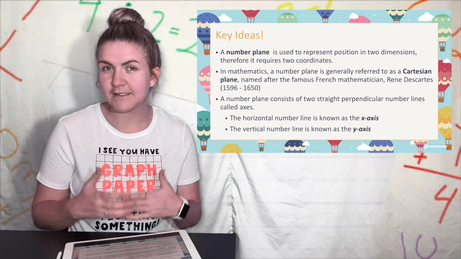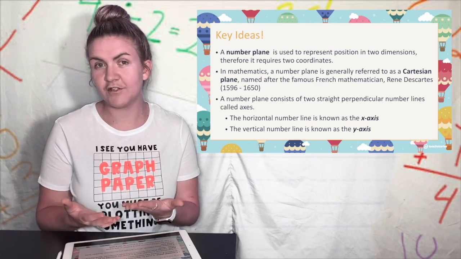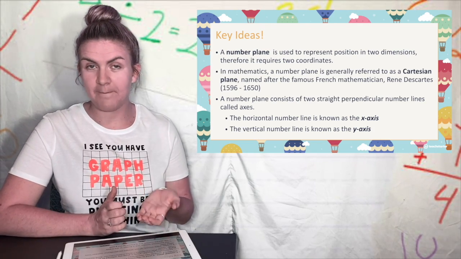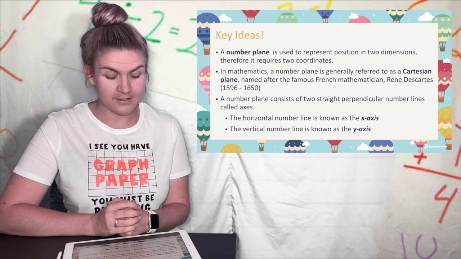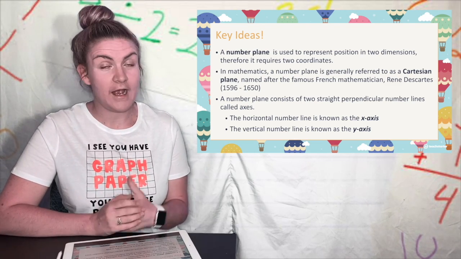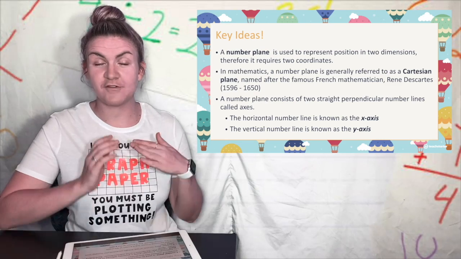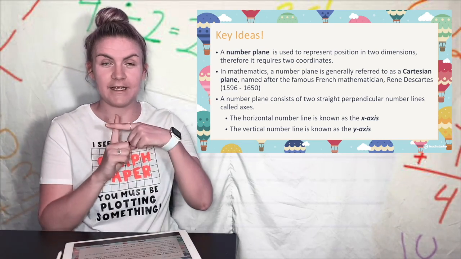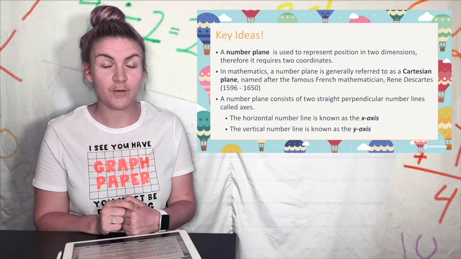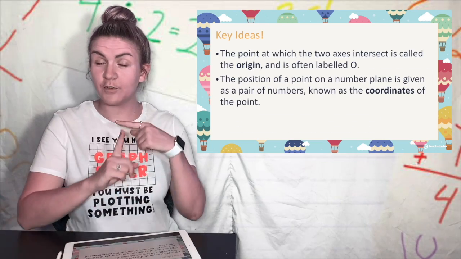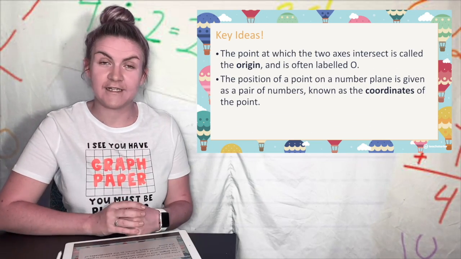In mathematics, a number plane is generally referred to as a Cartesian plane, and it was named after the famous French mathematician René Descartes, who was alive from 1596 to 1650. Our Cartesian plane is made up of two straight perpendicular lines, meaning they meet at right angles. We know that we call them the x-axis and the y-axis. The point at which they cross is called the origin and is labelled with an O.